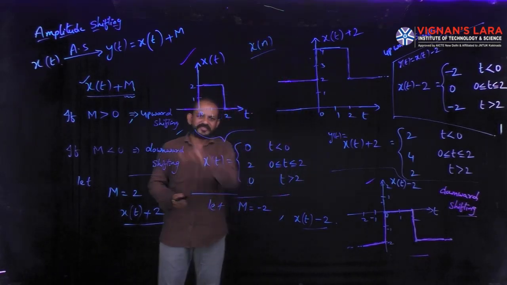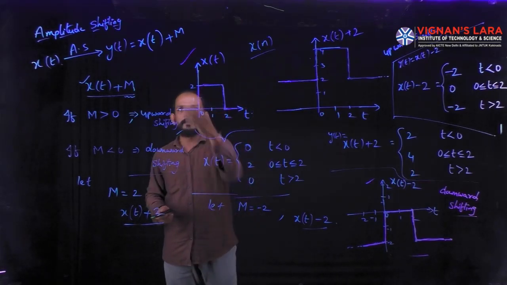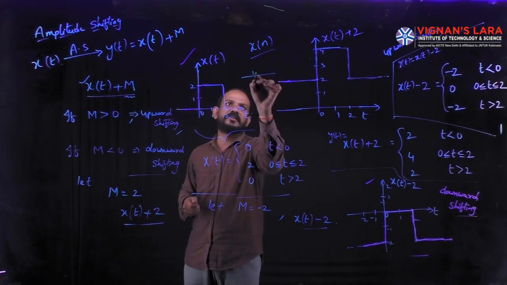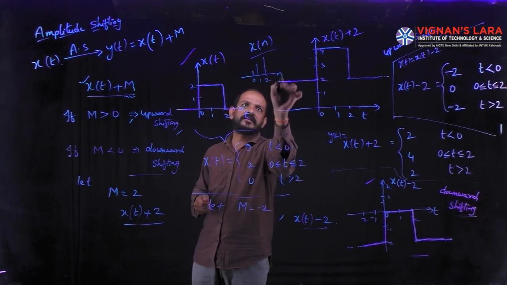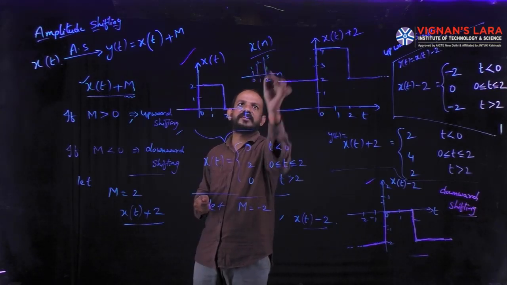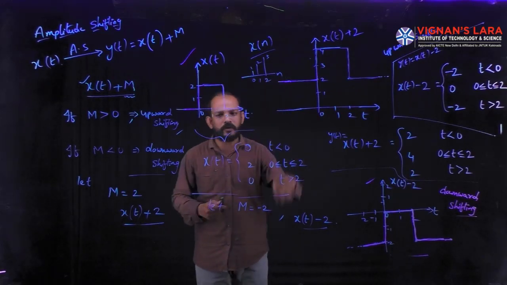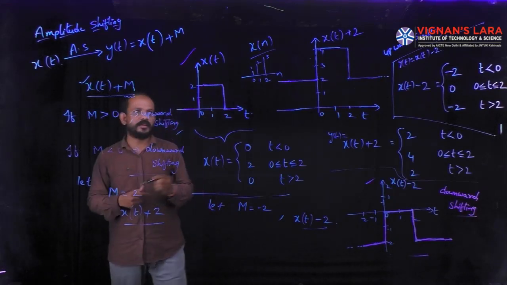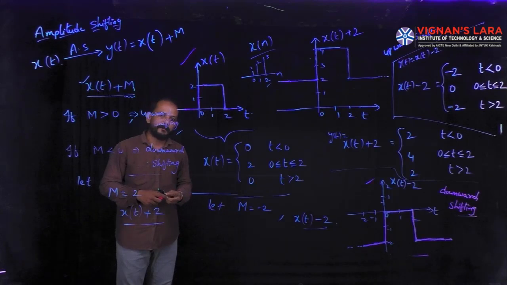The concept is same for discrete time signal also. So in place of continuous time signal, you can take a discrete time signal. You can take any example. For this, perform the upward and downward shifting. I left that for your practice.